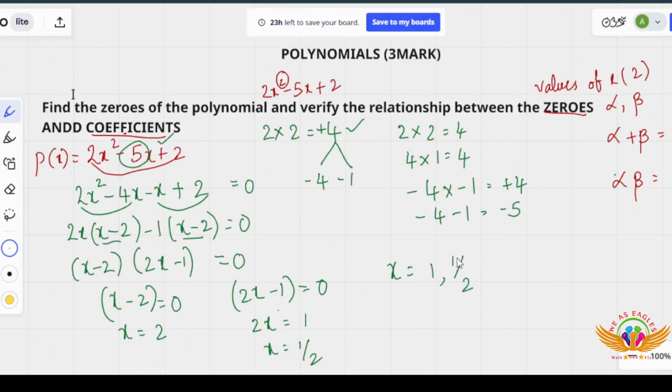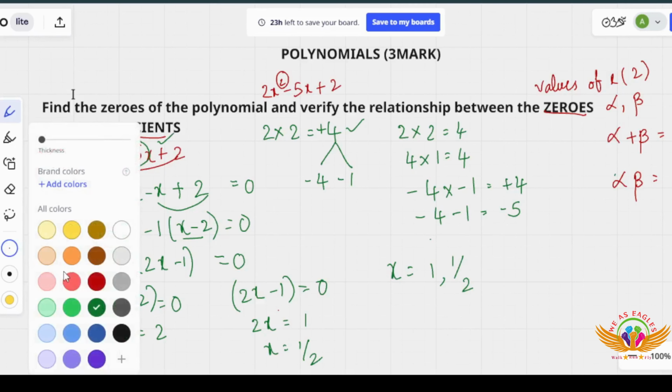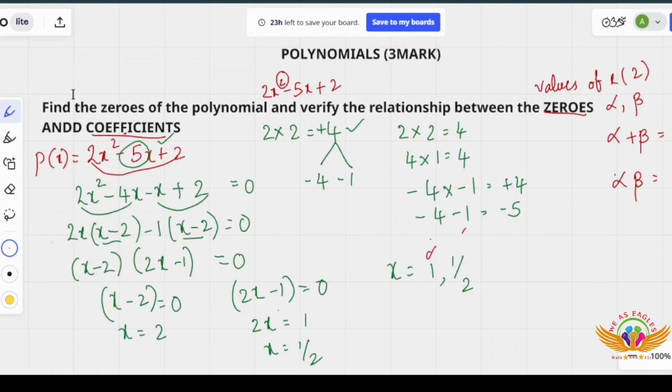Alright, done. Now the second part is over here. The second part is that we need to verify the relationship. How will we verify the relationship? So now I got the alpha value as 1 and the beta value as 1 by 2. Let's verify the relationship between the coefficients and zeros by these two formulas that we already know. So alpha plus beta is equal to how much? Minus b by a. Come on.